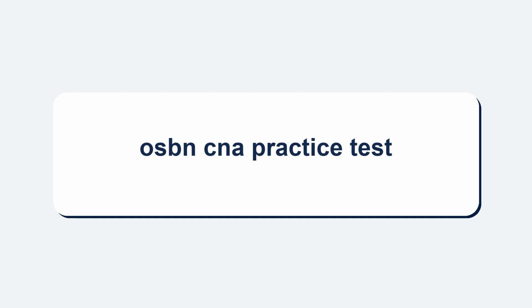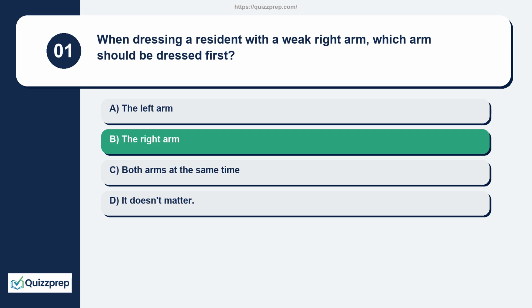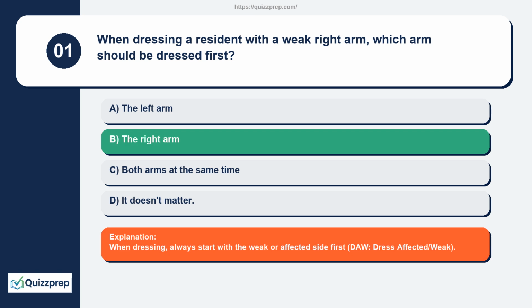OSBN CNA practice test. Question 1. When dressing a resident with a weak right arm, which arm should be dressed first? The left arm, the right arm, both arms at the same time, or it doesn't matter? When dressing, always start with the weak or affected side first. Dress affected/weak.